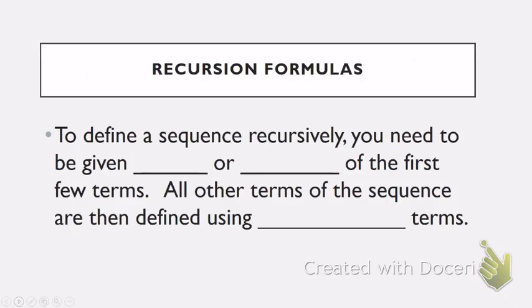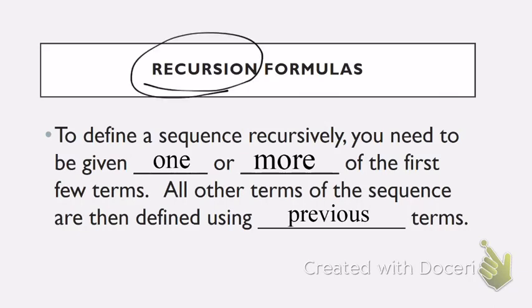Now we're going to move to recursion formulas. To define a sequence recursively, that's a key word, you need to be given one or more of the first few terms. All other terms of the sequence are then defined using the previous terms. So whenever you see the word recursive, what that tells you is that you're going to use a previous term to get the other terms in the pattern.